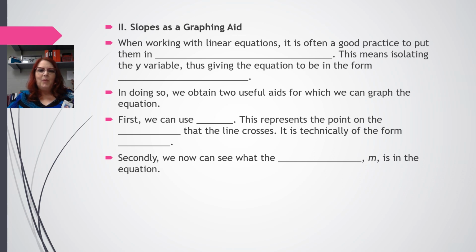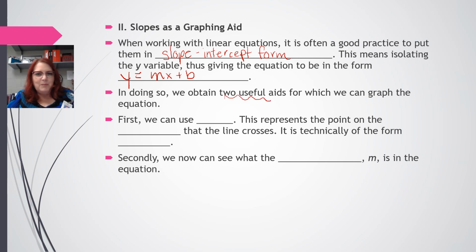So when we're working with linear equations, it's really good practice to put them in slope-intercept form, because that's going to make it easier for us to graph our lines, because we can see certain things. This means isolating the y variable, so it's going to be y equals something, and it looks like this: y = mx + b. Now, when we do that, we get these two useful aids that we can graph.